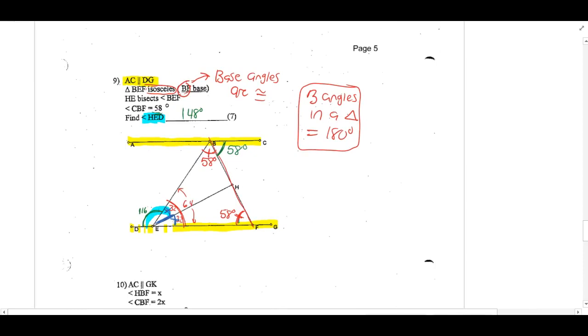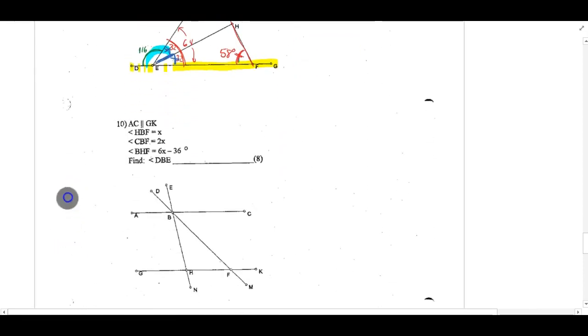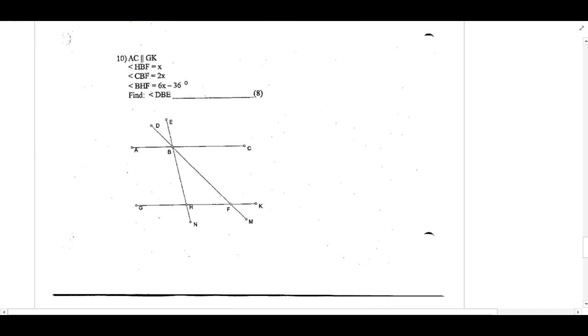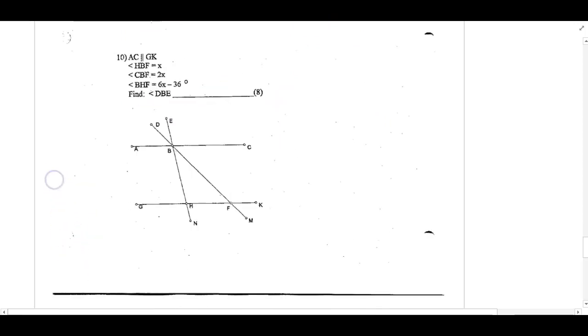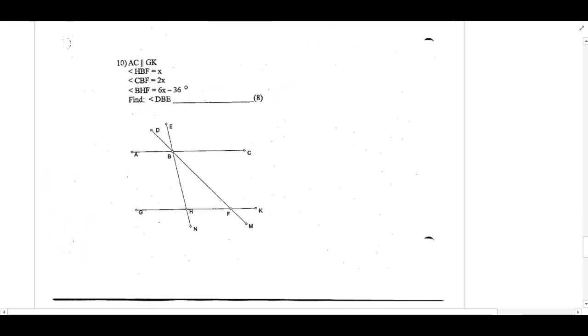That concludes the teacher-led lessons. I'm going to have you take a moment now to pause the video and try out number 10. That triangle property I mentioned might come into play. Let's pause and hit play once you finish the problem.